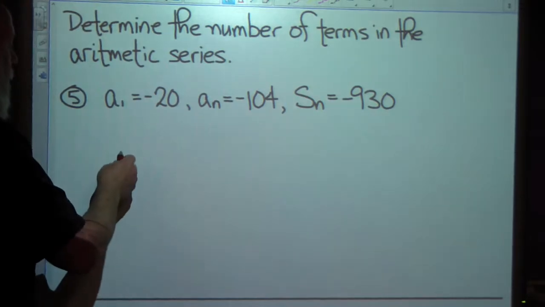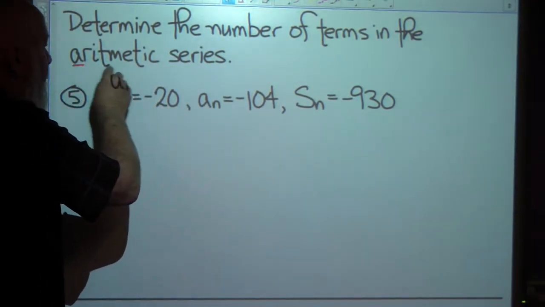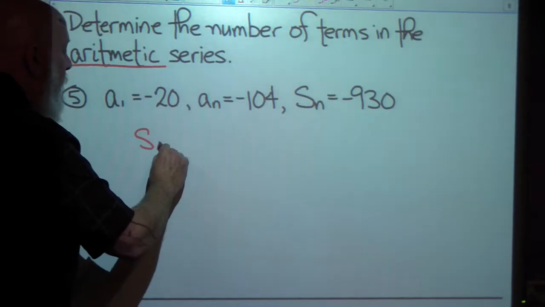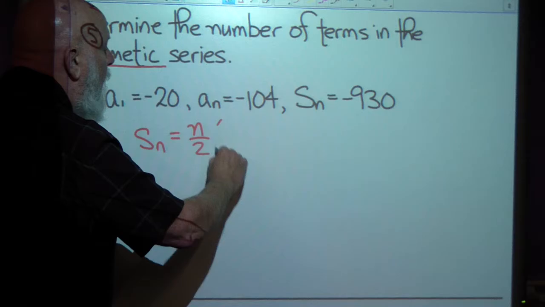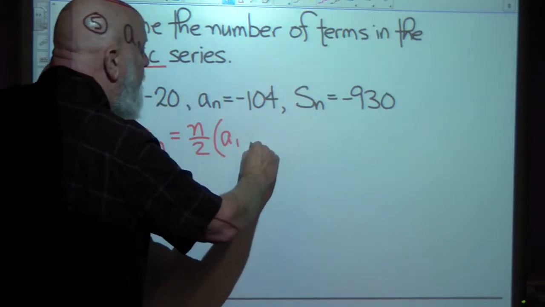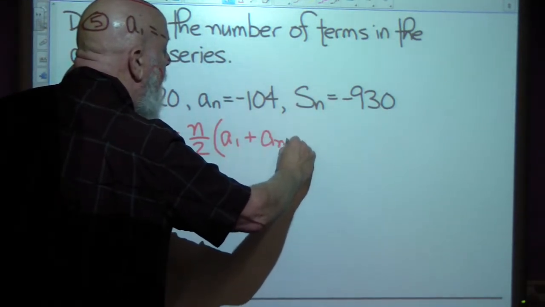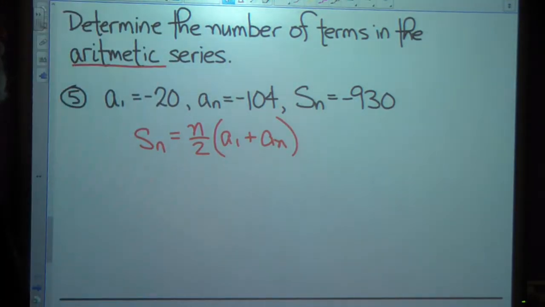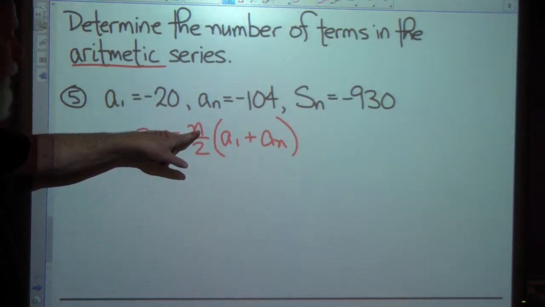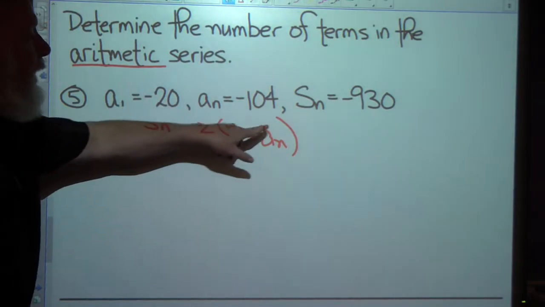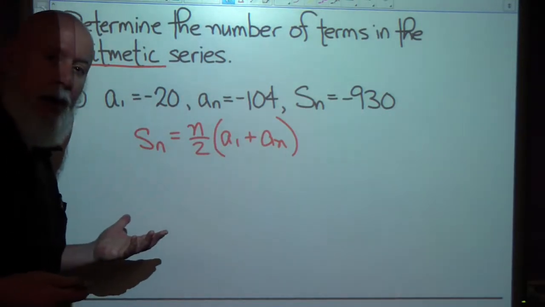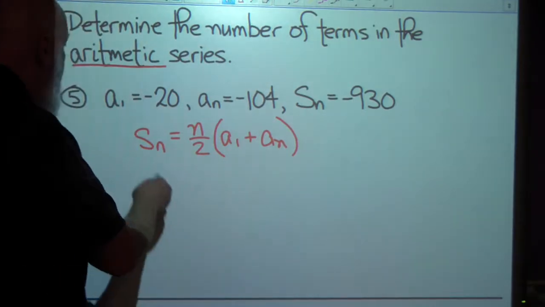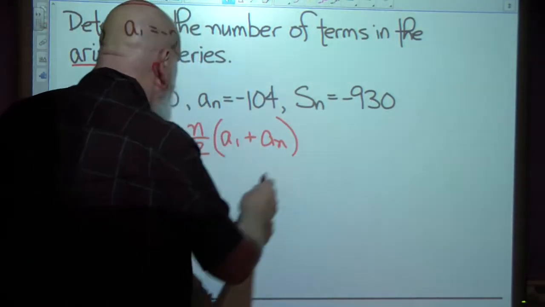just using our, since I know it's an arithmetic series, I'm going to say, well, the sum of n terms is n over 2 times the quantity, the first term plus the last term. And I want to determine the number of terms. So that will be n. So I will know all of these. I'll know this one, and this one. And the only one I won't know is n, and I'll just use algebra 1 to solve it once I plug everything in. So the sum of the terms is negative 930.